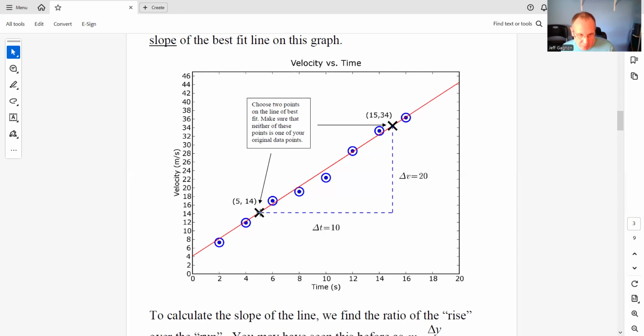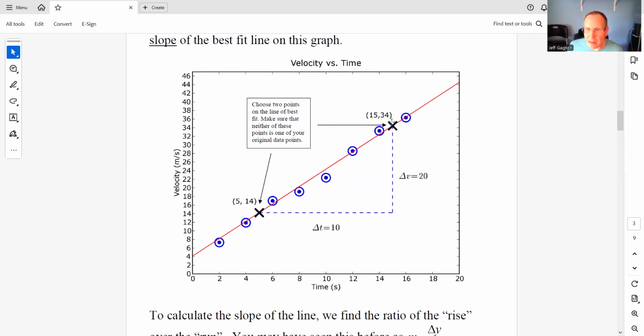In this case, I picked a point here where the time corresponds to 5 seconds, right? So that's down here. And the velocity corresponds to 14 meters per second. Then I picked a point here where the time corresponds to 15 seconds. And then the velocity corresponds to 34, I guess right here, 34 meters per second. So remember to calculate the slope, it's always going to be the rise over the run, right?